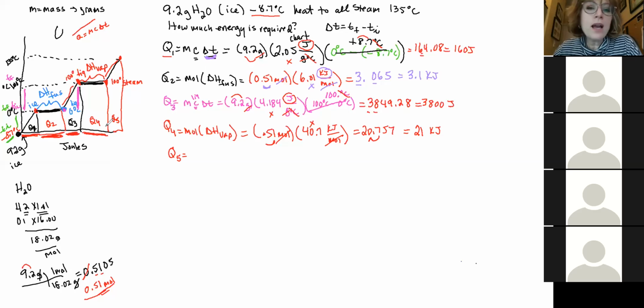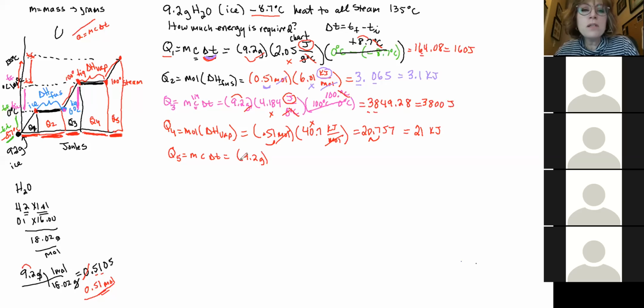All right, now we have to calculate Q5, which is from here to here. That's how much energy I need to figure out. So Q5 goes from 100 degrees up to 135 degrees. The initial temperature is 100 and the final temperature is 135. Because we're changing the temperature, the only formula with a change in temperature is Q equals MC delta T. The mass is still 9.2 grams.